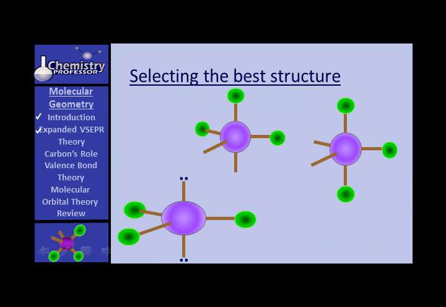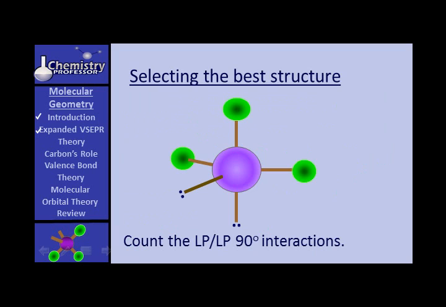Here are our three structures. Let's start right here, if you will, with this structure. Here it is. Now I want you to count the lone pair, 90-degree interactions. Do you see any? Sure. There's one right there. Do you see any other lone pair, 90-degree interactions? I don't see any either. Okay, so we've got one.